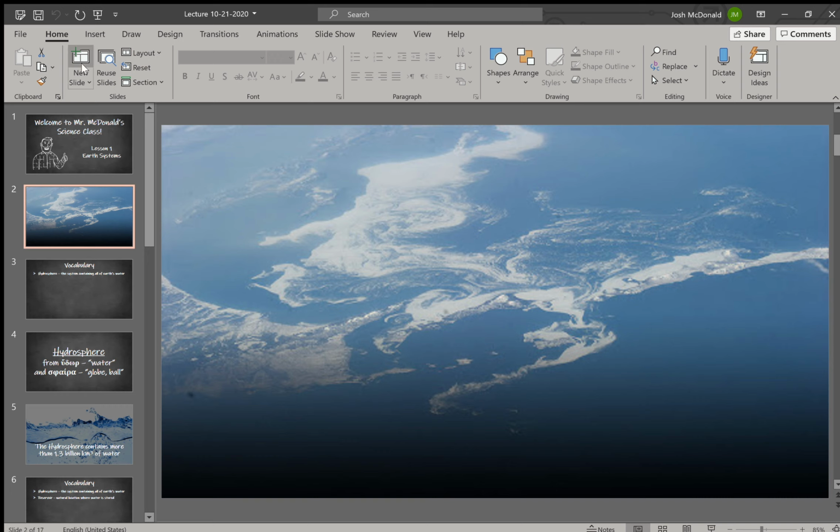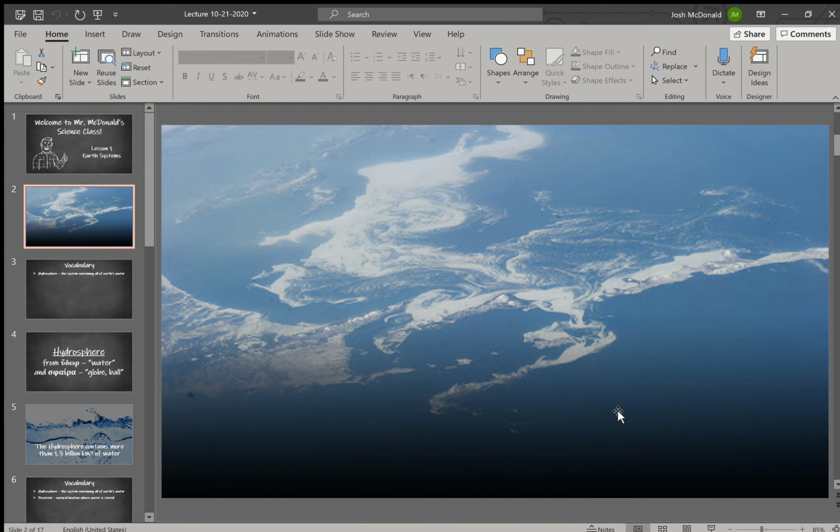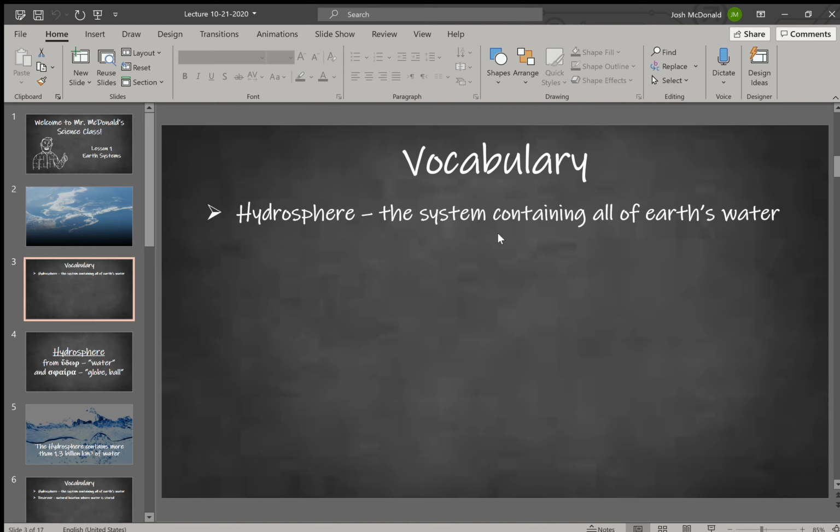Welcome to lecture number 3 for lesson 1, and we're going to be talking about another one of Earth's systems, the one that has all of this blue stuff here, all of this water. We're going to be talking about the hydrosphere. According to our textbook, the hydrosphere is the system containing all of Earth's water. Keep that phrase in mind, all of Earth's water, all of it. So we're going to see some maybe places with water that you didn't quite expect.